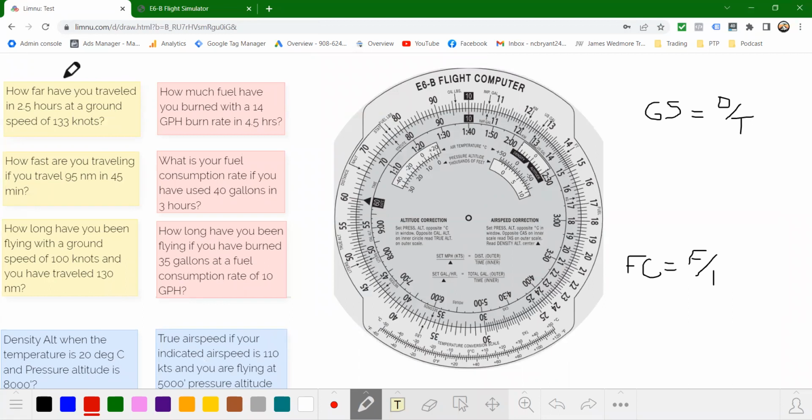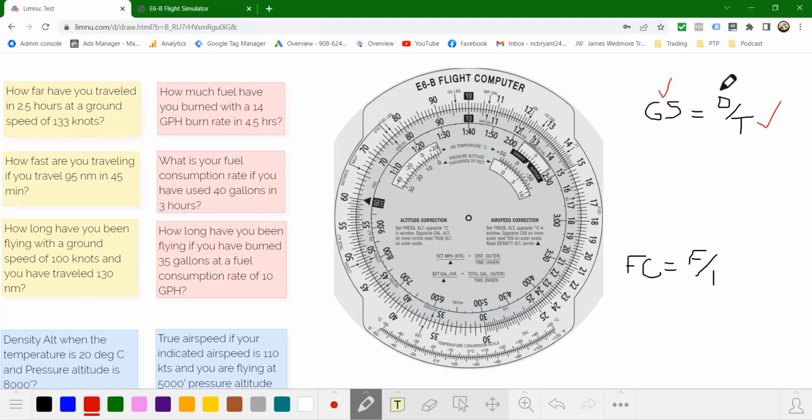All right, so first one, right up here, we have: how far have you traveled in 2.5 hours at a ground speed of 133 knots? Okay, so we have 2.5 hours. So we have a time and we have a ground speed. So here, we're going to be using this. That's the same thing as this equation right here. So we have ground speed and we have time.